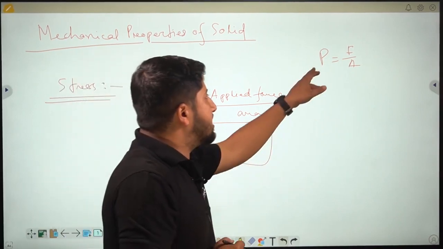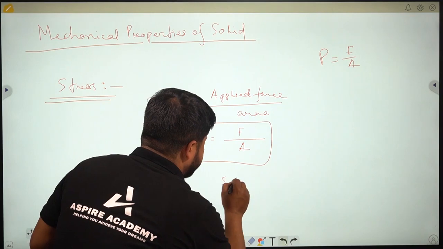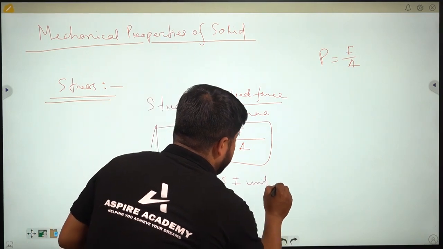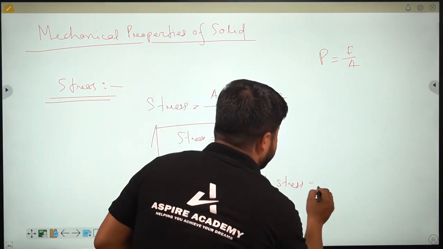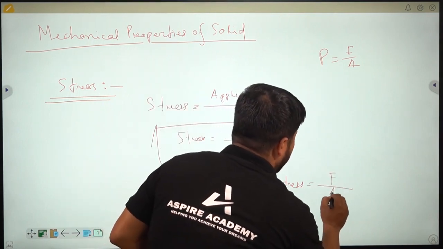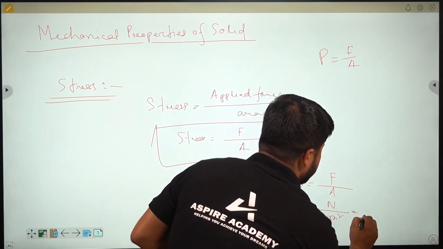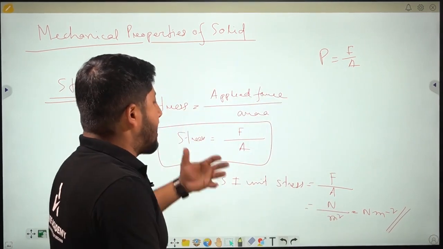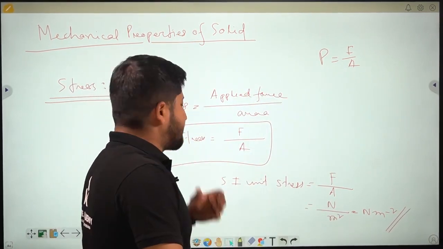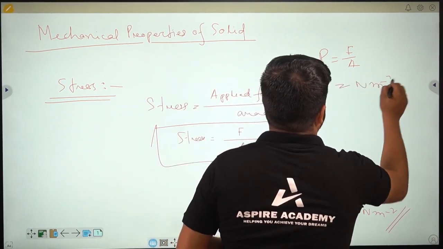What about pressure and stress? The SI unit of stress is the same as that of pressure. The SI unit of pressure and stress is force by area. Force is in Newton and area is in meter square. So Newton per meter square is the SI unit of stress, the same as pressure.